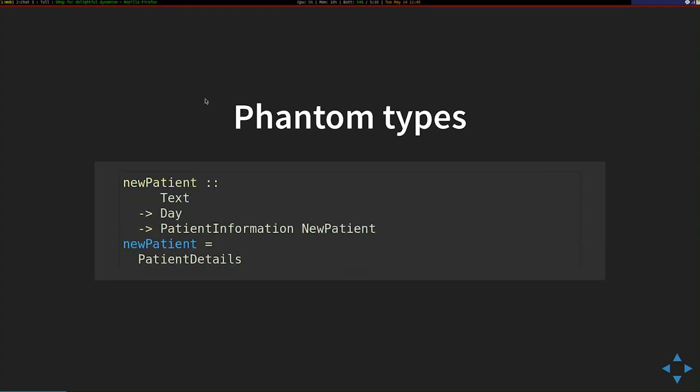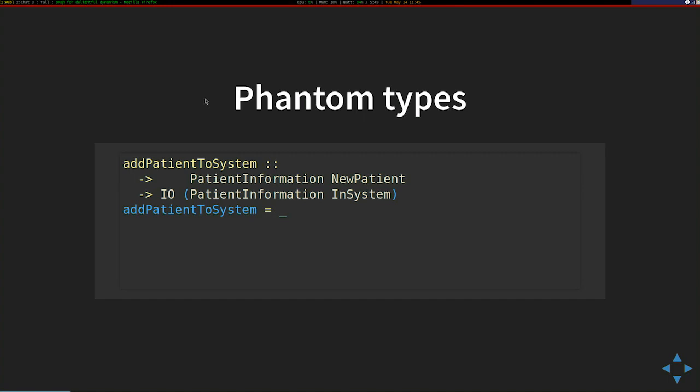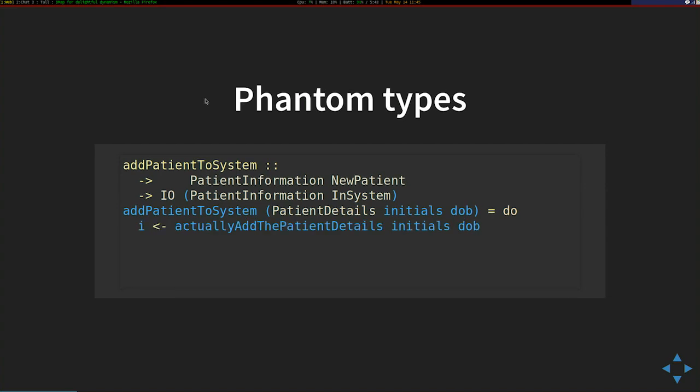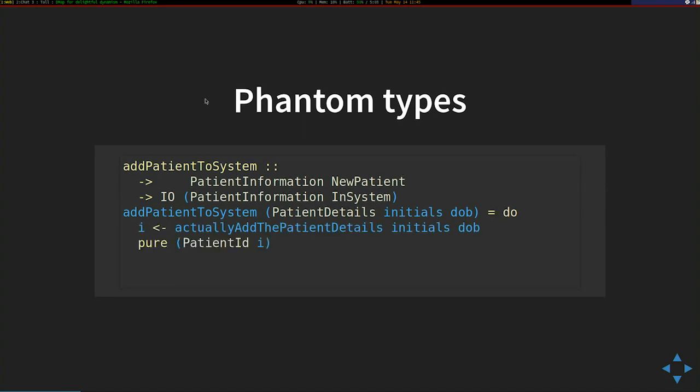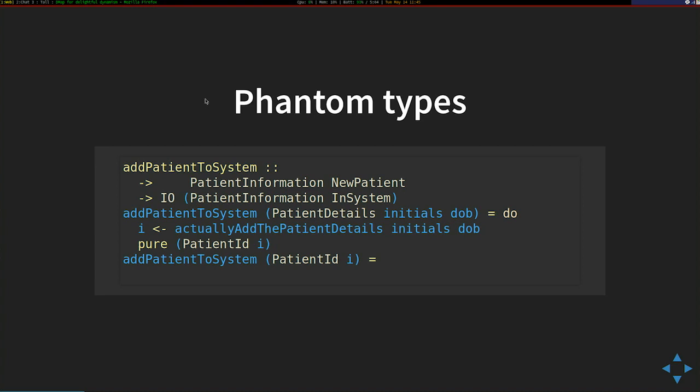And then we export our smart constructor saying a new patient is a new patient, which makes sense. And then when we're adding a patient to the system, we can pattern match on our patient details, grab everything out of that, put it into the system. Oh, but that's a partial function, and so we pattern match on the thing that we're never actually able to construct. And in this case, we're lucky enough to just be able to return it, and it matches up, but otherwise we'd have to do some garbage or error or whatever, and it's bad.